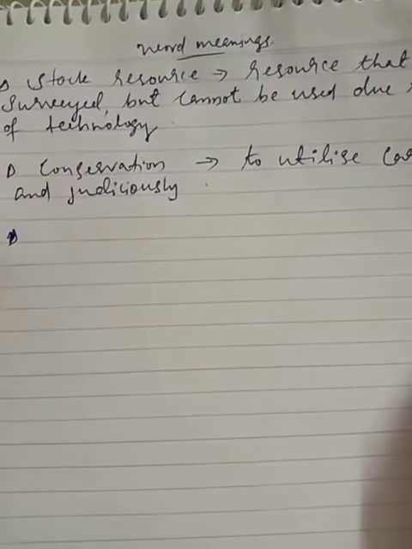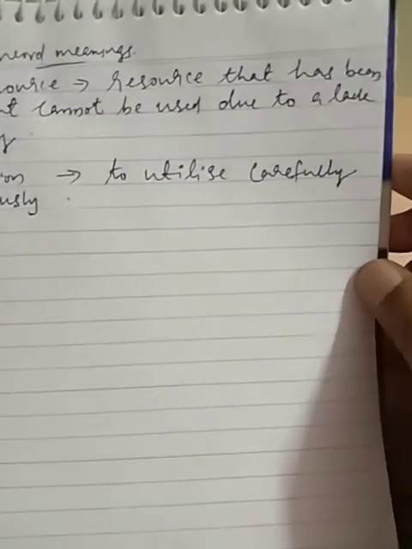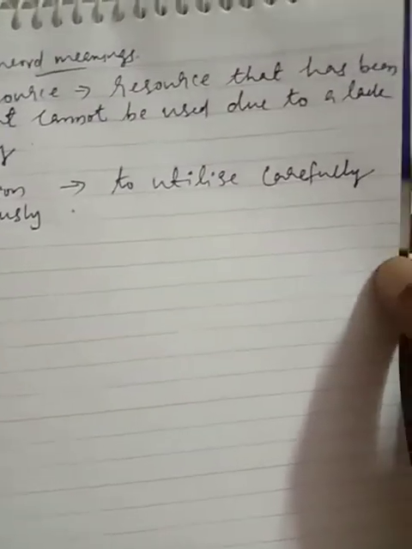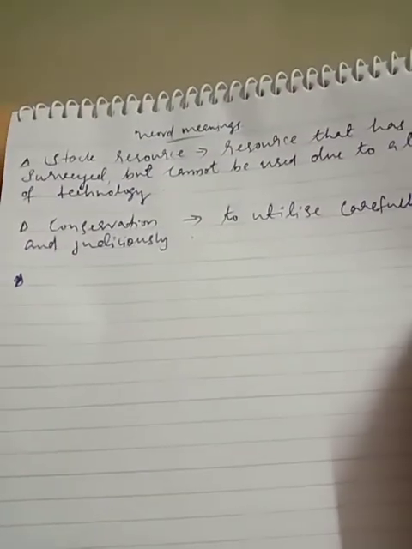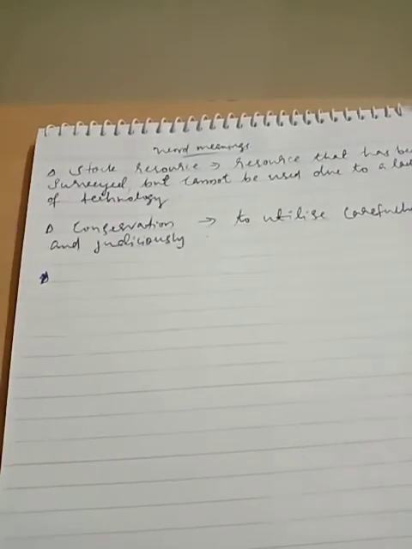A stock resource, what does it mean? Resources that have been surveyed but cannot be used due to a lack of technology. Conservation, to utilize carefully and judiciously. And depletion, I already explained about this: the consumption of resources is faster than it can be replenished. Sustainable development, making progress without causing damage to the environment.